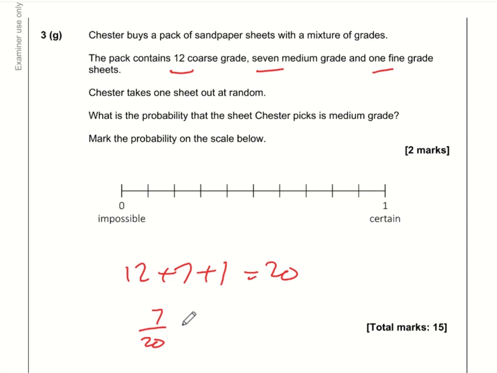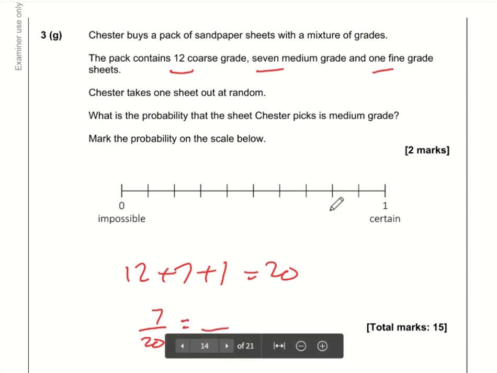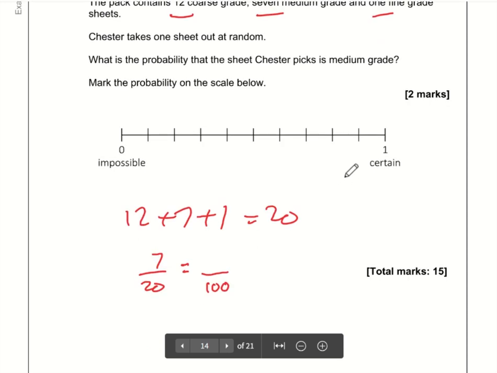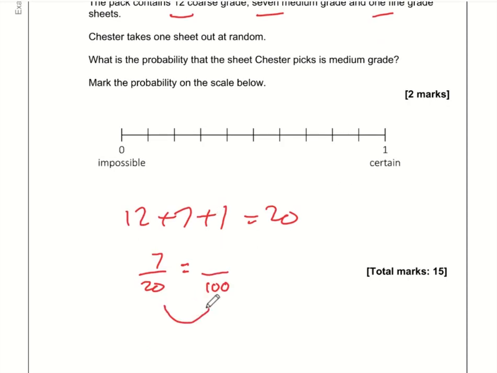Now, what I'm going to do is turn this into a percentage, and remember that a percentage is the fraction when it's out of 100. So to go from 20 to 100, we have multiplied by 5. So for an equivalent fraction, we need to do the same to the top. So 7 5s, 35. So that is 35%.